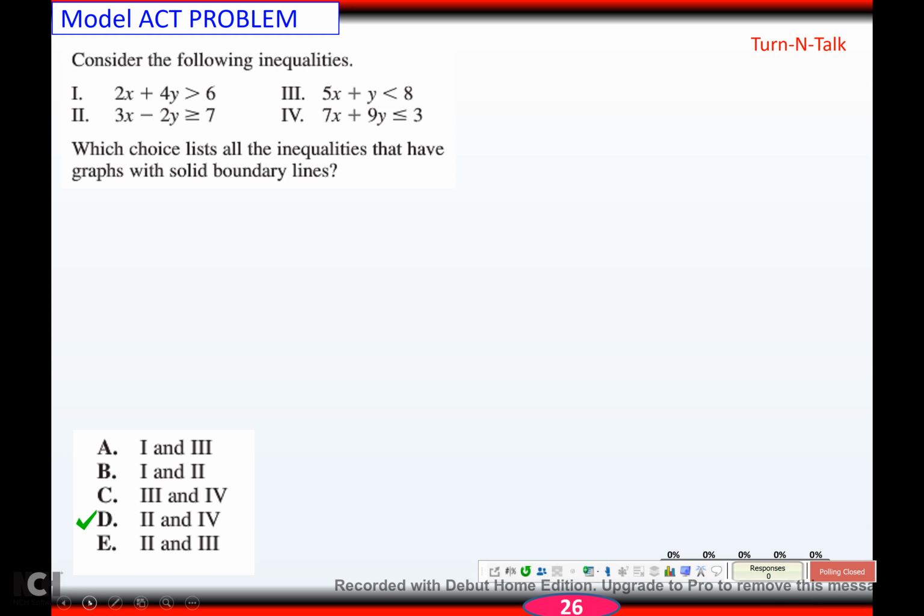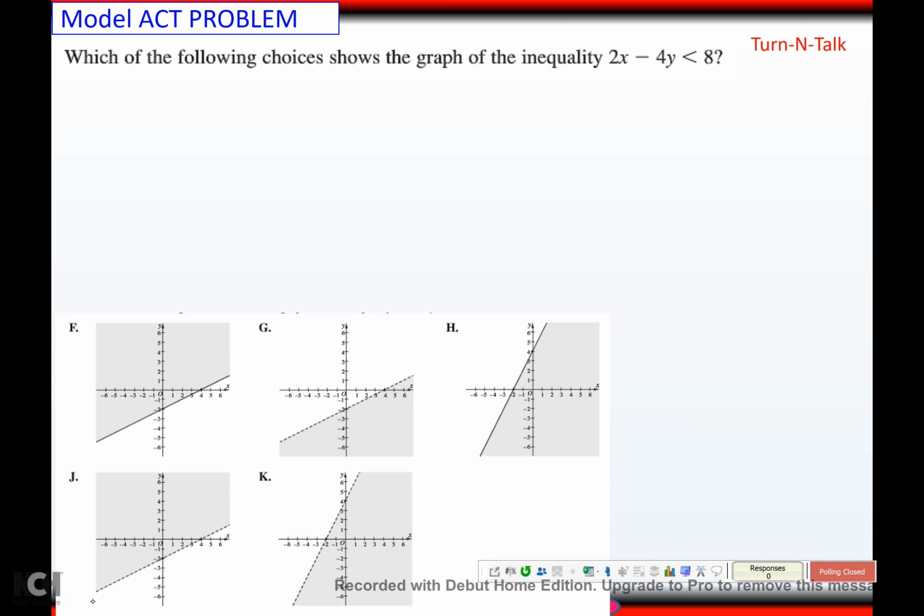Okay, consider the following inequalities. Which choice lists all the inequalities that have graphs with solid boundary lines? Solid boundary lines have to have the "or equal to." So no, no, yes, yes. 2 and 4 have solid boundary lines. Okay? All right, try this one.